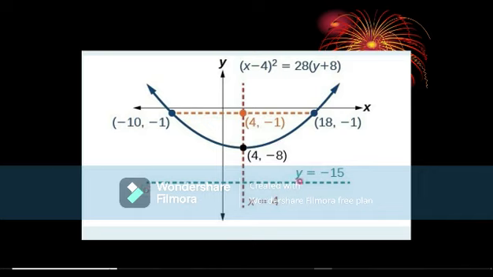You have the directrix, y is equal to negative 15. Then you have the axis of symmetry, x is equal to 4. And this is the equation: x minus 4 quantity squared is equal to 28 times y plus 8. Okay.